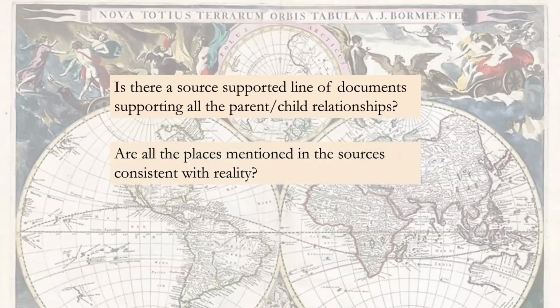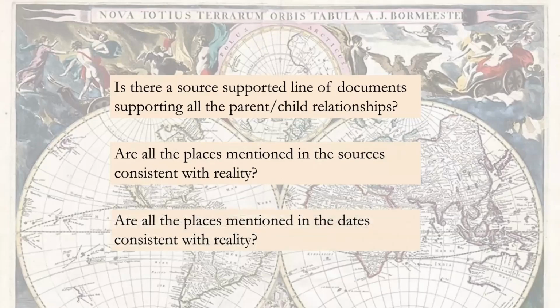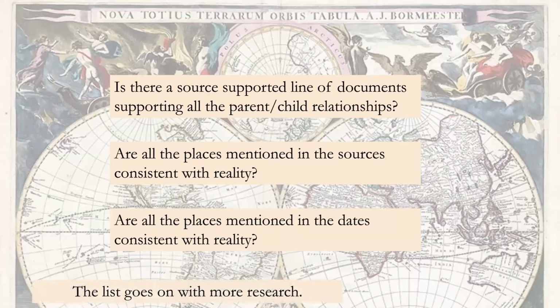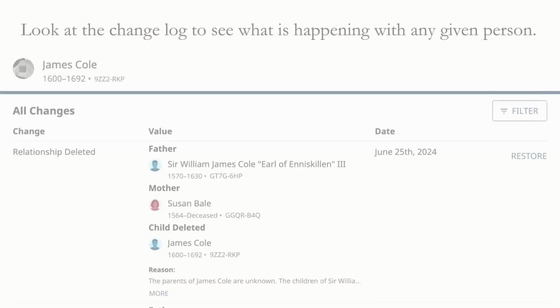Are all the places mentioned in the sources consistent with reality? We don't have any 153-mile away christenings in the 1500s. Are all the places mentioned in the dates consistent with reality? And that's another thing. They've got United States listed there, or they've got England or whatever. And you've got to figure out what the country was when the event occurred and put in the correct country, so you even begin to pick up records that are accurate. So the list goes on. There's just a lot more considerations and concerns, but it's in all the things that happen.